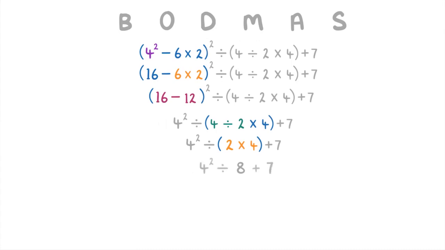So now we have 4 squared divided by 8 plus 7. Now that we've got rid of all the brackets, the next thing to do is this order on the 4. So 4 squared, which is 16. Next, we do the division. So 16 divided by 8, which is 2. And finally, the addition. So 2 plus 7, which gives us 9 as our final answer.